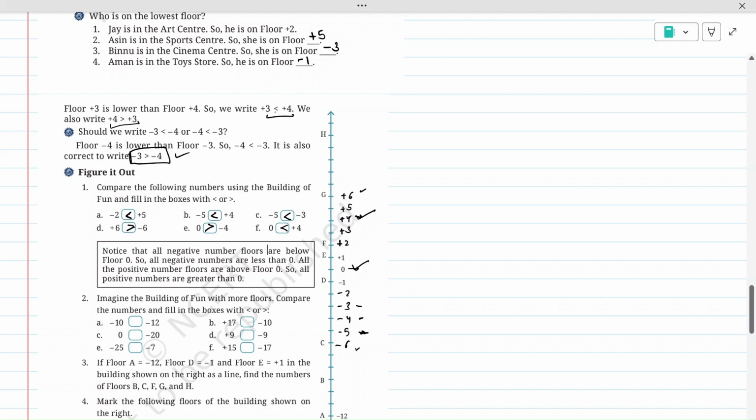Okay, so this is how we can do this. Notice that all the negative number floors are below 0. So all the negative numbers are less than 0.